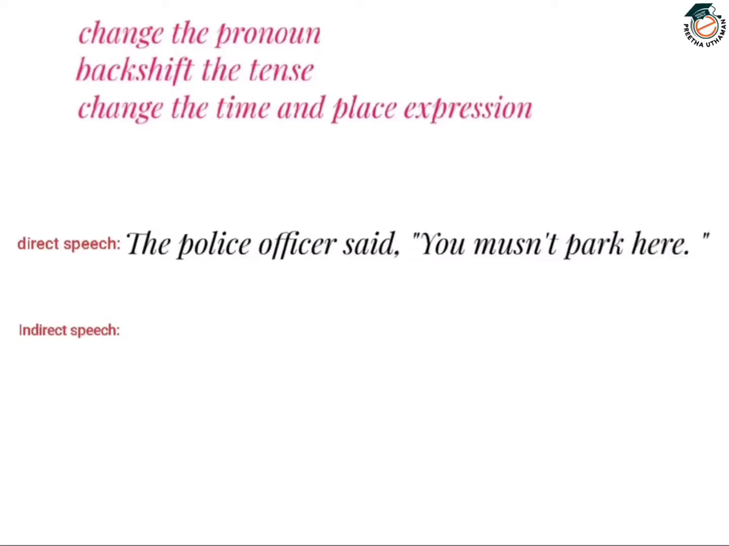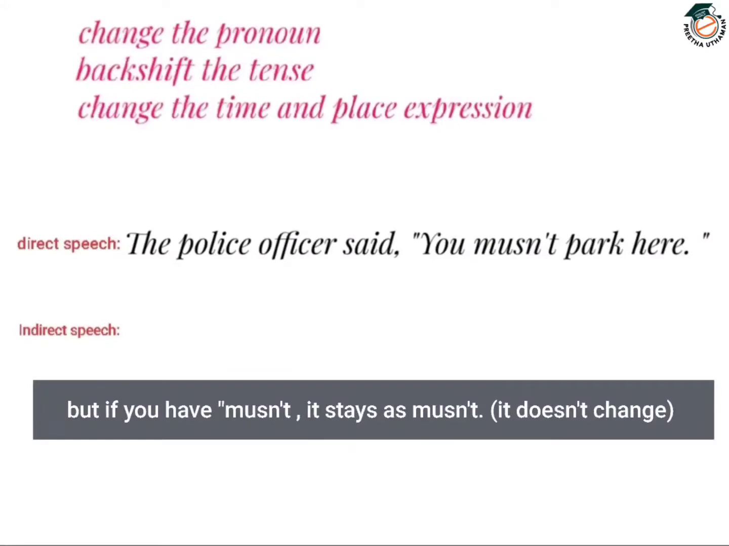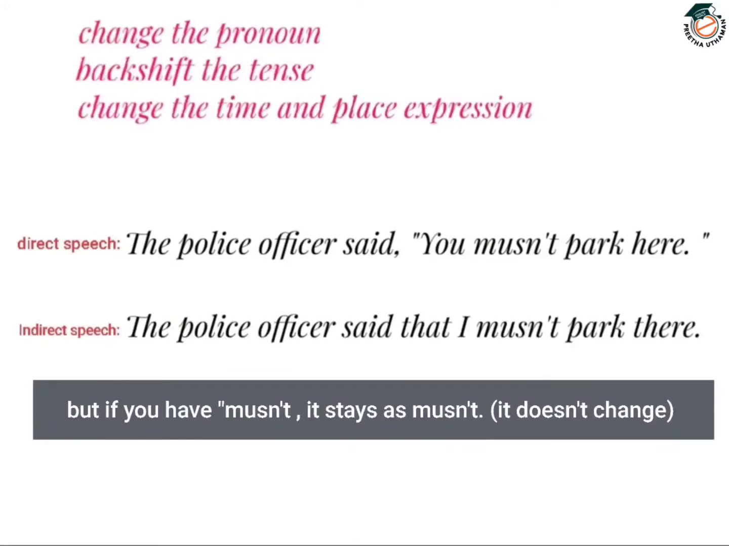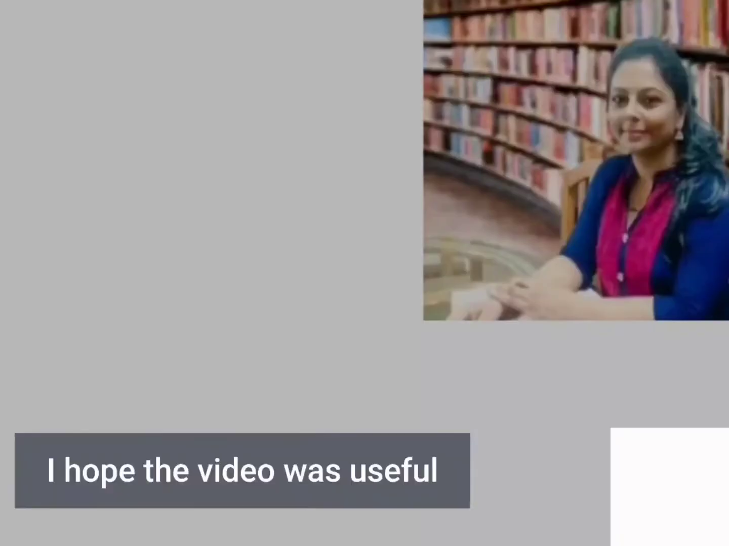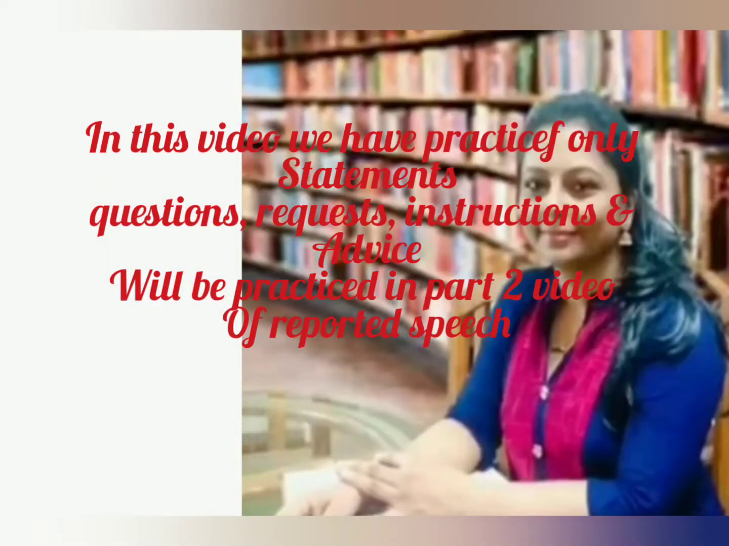The last sentence, the police officer said, "You mustn't park here." Now, mustn't is a negative word. But if you have mustn't, it stays as mustn't. It doesn't change in the indirect speech. The police officer said that I mustn't park here. In this video, we have practiced only statements. Questions, requests, instructions and advice will be practiced in part 2 video of reported speech.